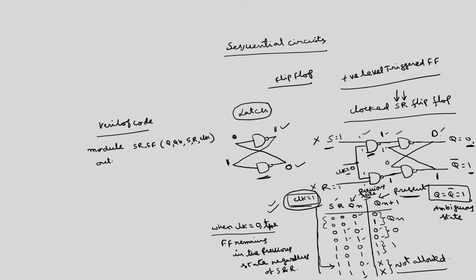Then the outputs are Q and Q bar. You can write small q's also instead of this. The inputs are S and R. Normally we will use lowercase letters, but here I have written uppercase letters. You can write using lowercase letters also.